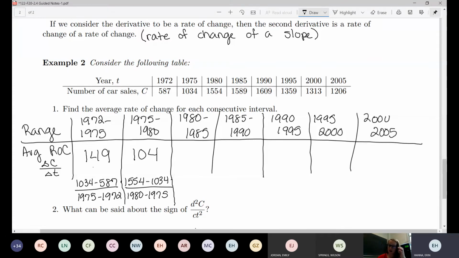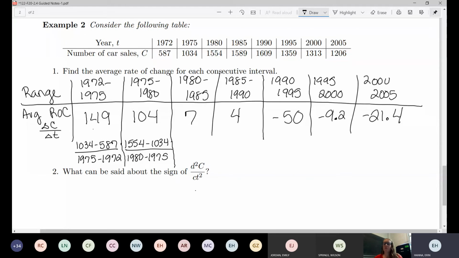Do the rest of them in the same way, and you would find these values. I'm not going to take the time to do them all in full, because the more important point of this is part 2. So I'll wait for 5 more seconds in case people are still writing those values down.